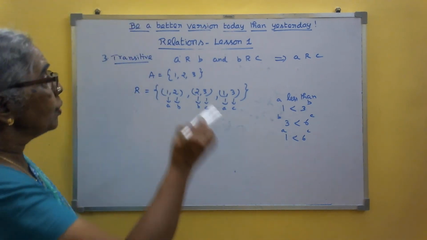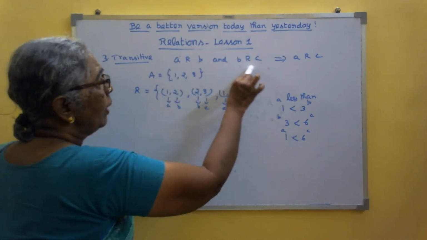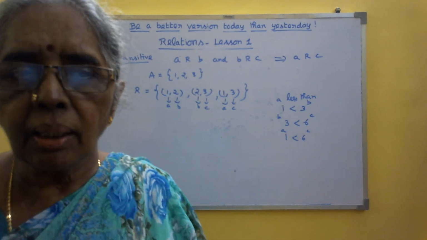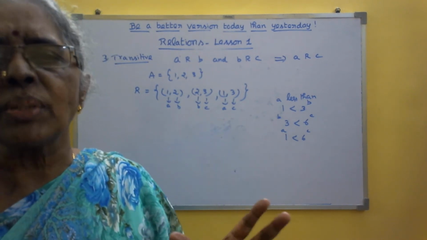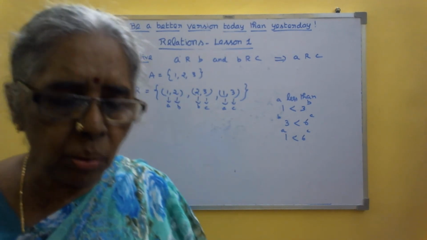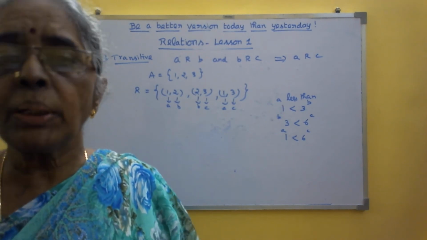That is, supposing in a relation A is related to B, but there is no element present such that B is related to C, you cannot check. How will you check whether A is related to C? In that case also, we call that relation as transitive. But this is a bit rare case, but you should know it.